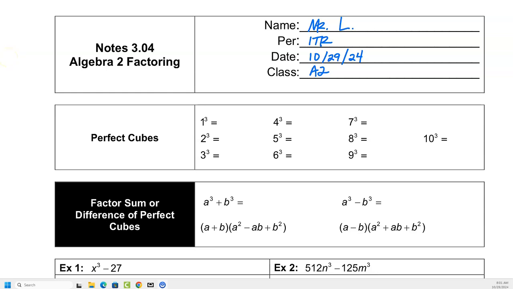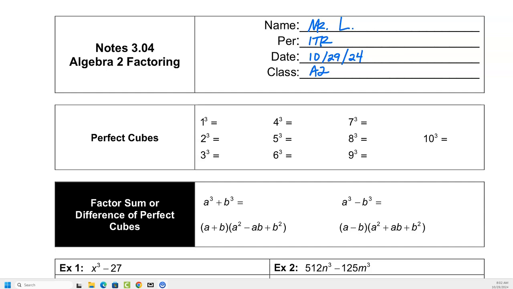So today we're going to be covering Algebra 2 factoring. We're going to specifically cover two different types. We're going to do the factoring sum and difference of perfect cubes, and we're also going to be doing quadratic form, and I'll show you what I mean by both of those.